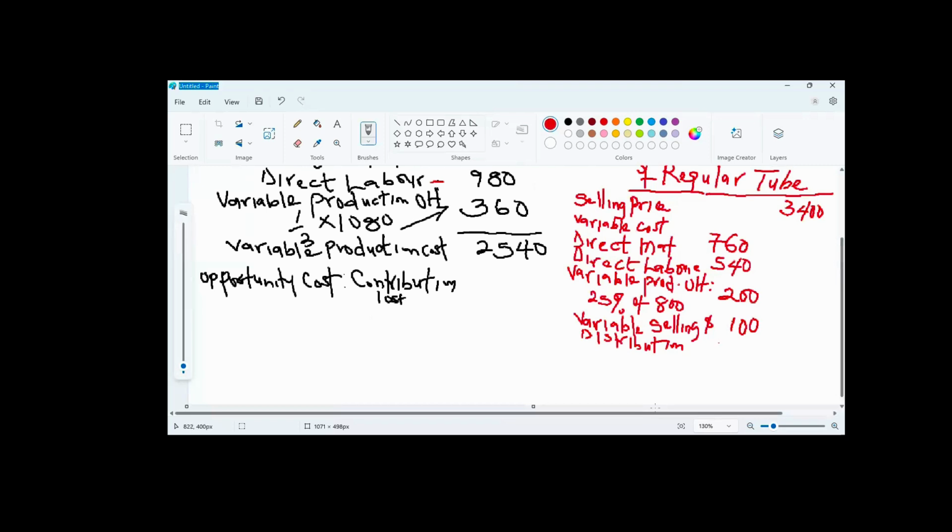You can sum up now. What is total variable cost? Come on. 1,600. You can get contribution per unit now. Contribution per unit, 1,800. We have gotten contribution per unit for regular tools. We are going to reduce production by 3,000. What is total contribution loss? 5,400,000. Is that not?